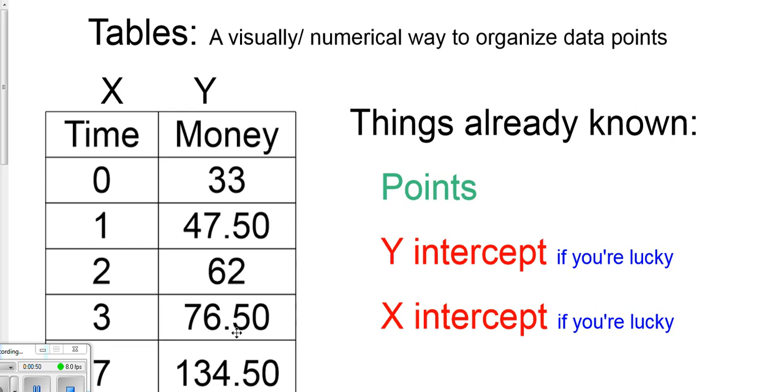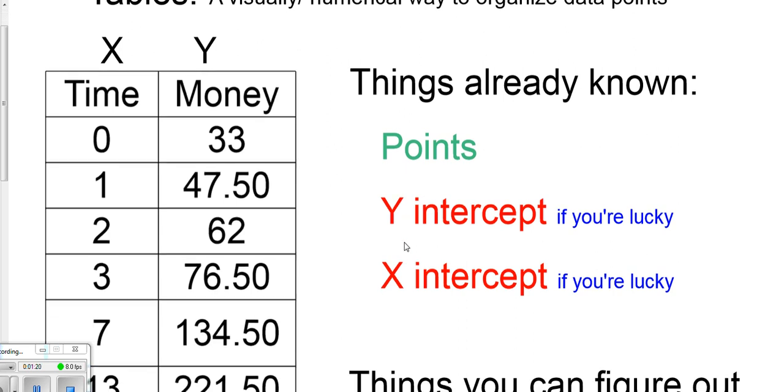So from this table, the things that we already know for sure are points, just a bunch of points. Now if you're lucky, they might give you a couple specific points, the y-intercept and/or the x-intercept. And in this one, they gave us the y-intercept right here. When our x value is 0, that would be our y-intercept. So they gave us a bunch of different points, including the y-intercept.